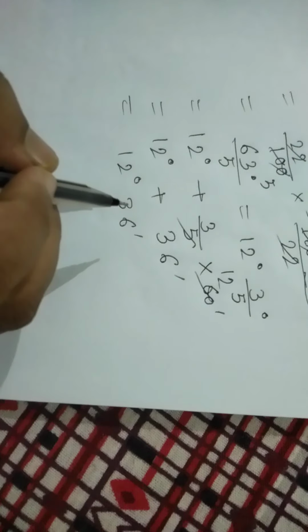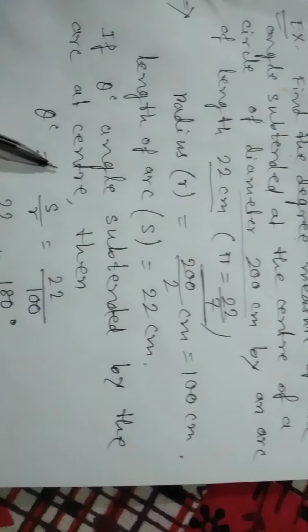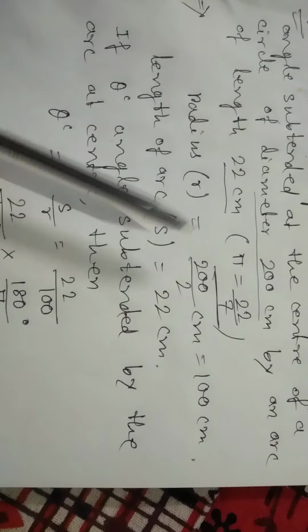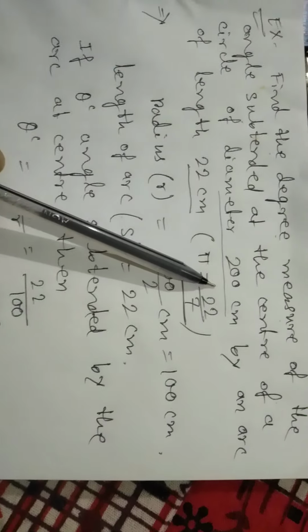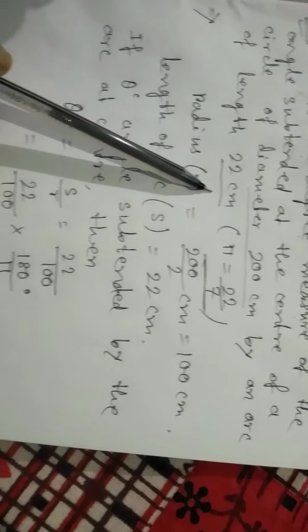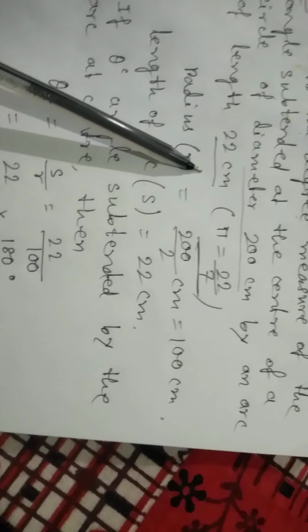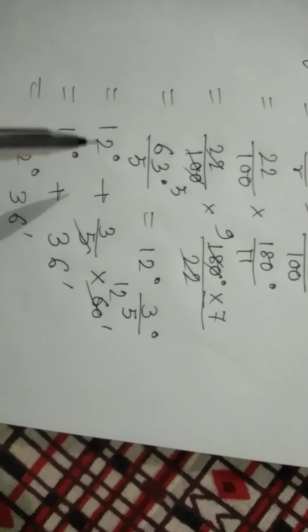So from this sum, I think you have understood. Again I am saying, you have to find the angle which is subtended at the center by the arc whose length 22 centimeter is given, and the diameter is also given. From this you can find the angle in circular measure, obviously in radian measurement. Then you have to convert it into degree measurement in the sexagesimal system. So in this way you have to do, and more sums I will do for you in the next video.